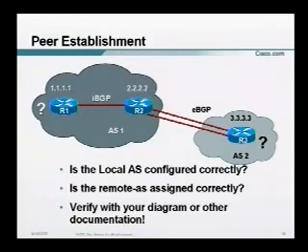Are the two routers actually sitting in the same AS number? You can check that by looking at the configuration quite easily. Is the remote AS assigned correctly? So, for example, peering between router 2 and router 3, have you actually typed AS2 into router 2? Have you typed AS1 into router 3 for the neighboring AS? And you just verify with the diagram or the documentation that you have.